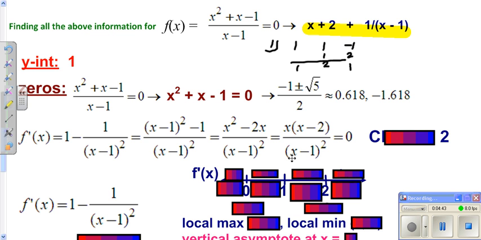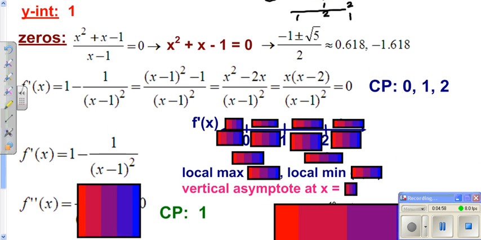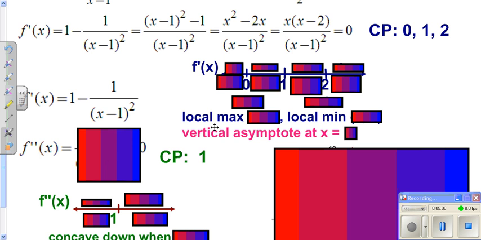But you're also going to have a critical point at 1 because that's where your first derivative is undefined. Because remember, your critical points are where your derivative is undefined or 0. You then want to go ahead and put them on a number line. Here's your points on a number line.